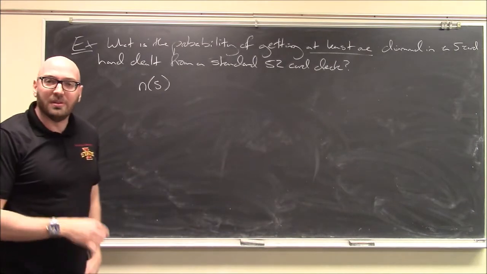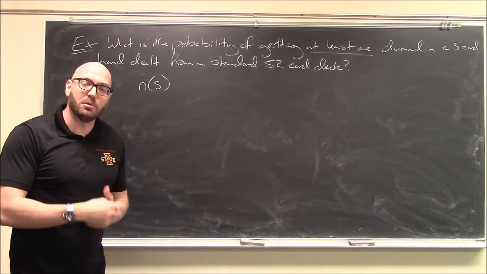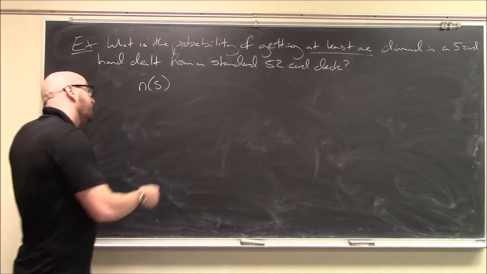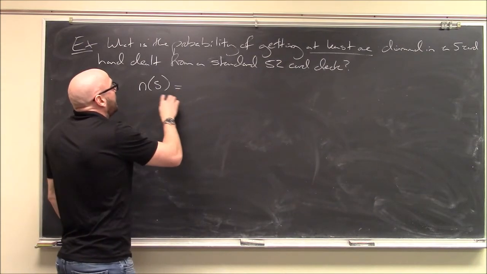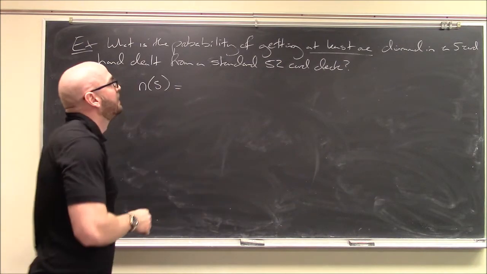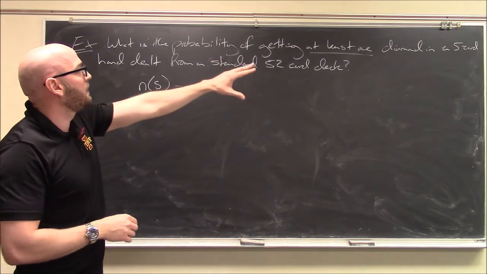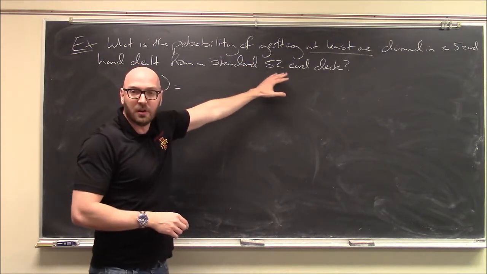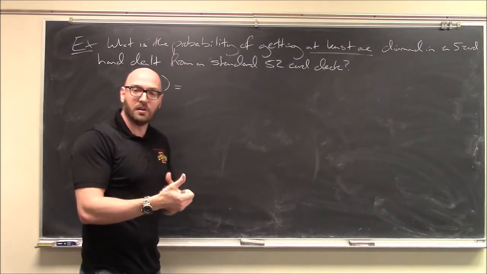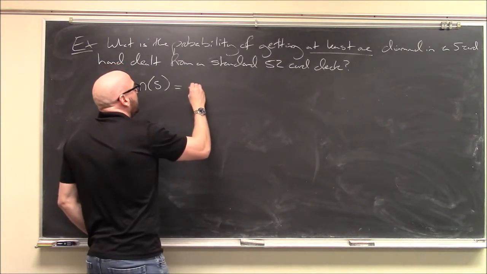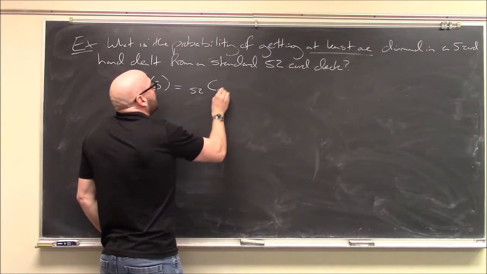the actual sample space. When we're doing probability calculations, what we care about is how many elements are in the sample space. So the number of elements in the sample space would be, well, I'm choosing 5 cards from a 52-card deck. Order of the cards in my hand doesn't matter, so it's just 52 choose 5.